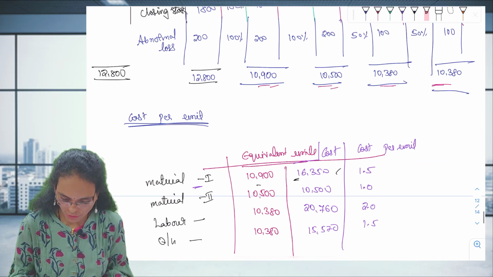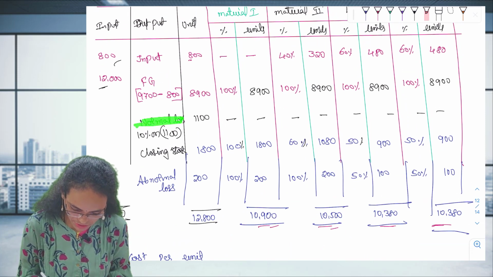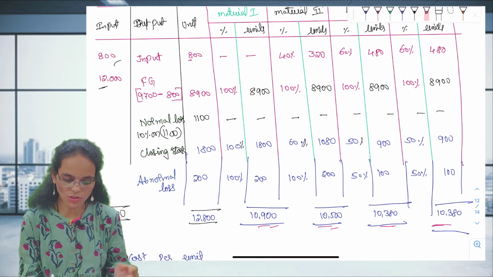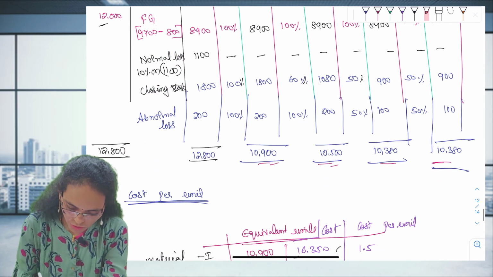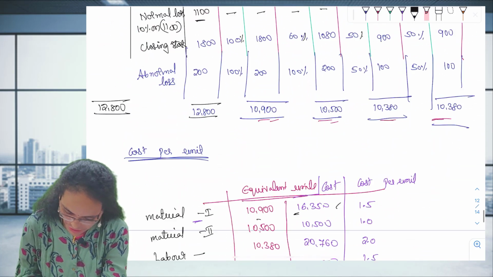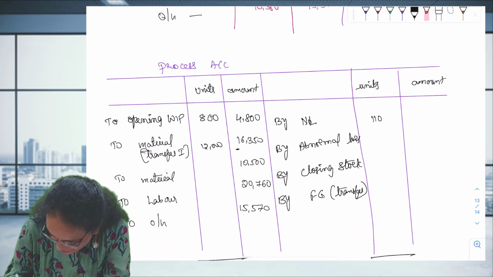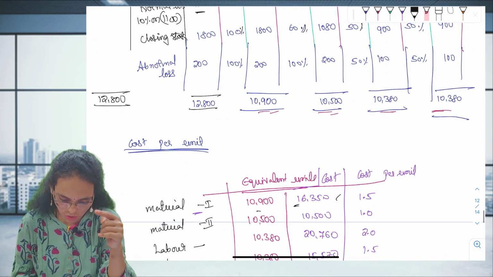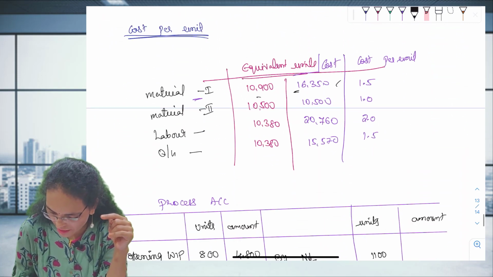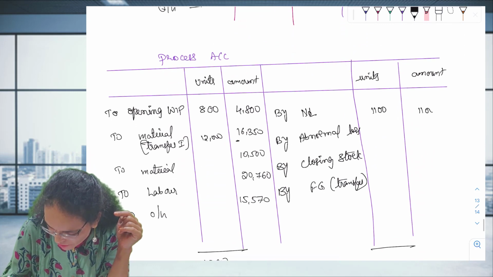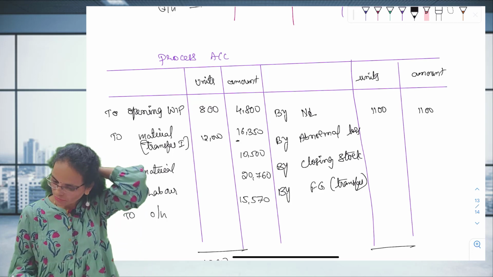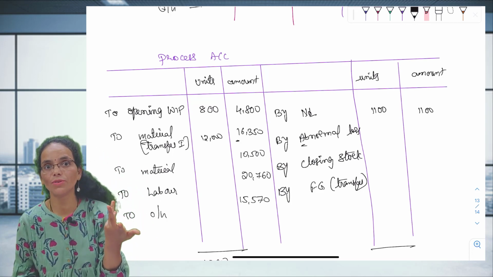I'll show you. Normal loss, closing stock, abnormal loss, finished stock. Opening stock we have already taken this side. So, one by one we will take. Normal loss units how many? 1100. These 1100 units of scrap are sold at 1 rupee. In the sense 1100 into 1 rupee, 1100 rupees got realized by selling the scrap. What is the abnormal cost value? We don't know. We need to find out.